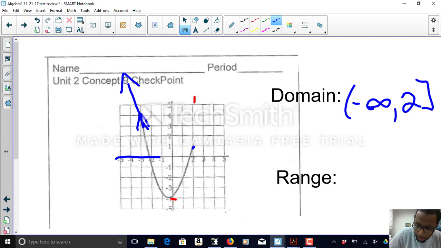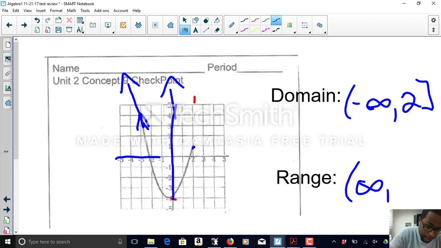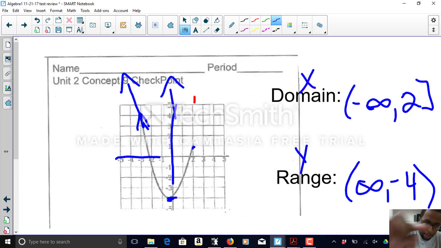My range, let's see. I'm looking at this axis. Because this arrow is going up, it seems again that the range is going to keep going. So it's actually infinity. Okay? So this is actually infinity. Because this is infinity, I'm now looking down at the lowest point of the graph. So when I look at the lowest point of the graph, it is right here. So that lowest point is negative 4. So your range is negative 4. So again, the range is the y and the domain is the x.